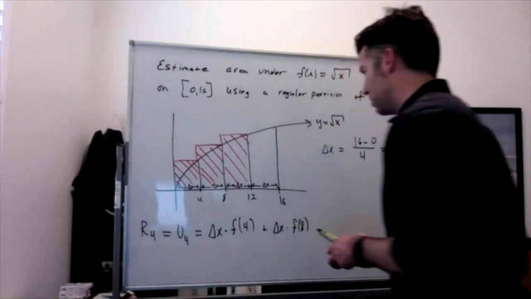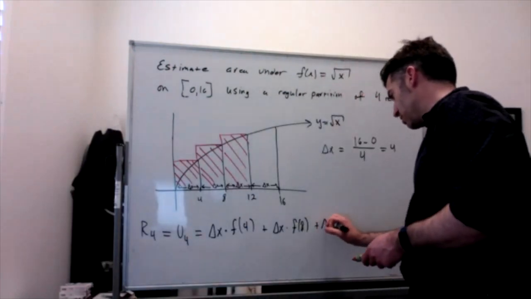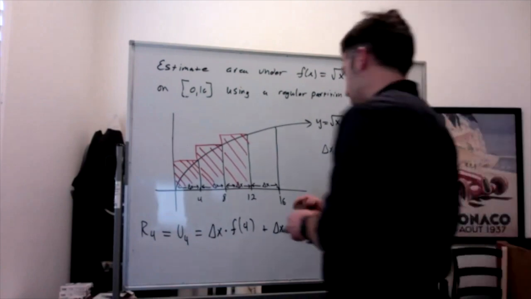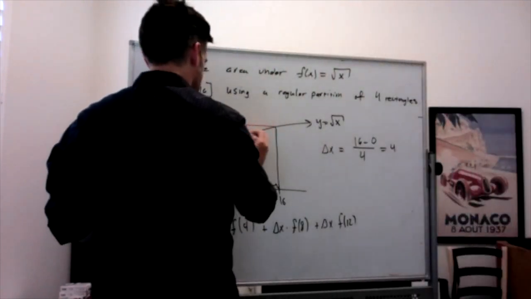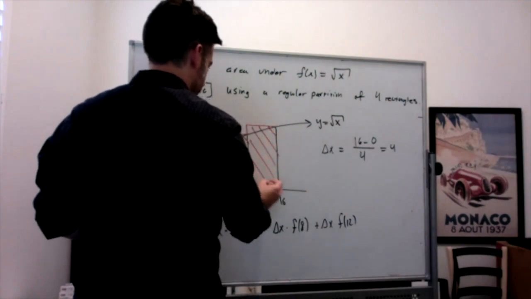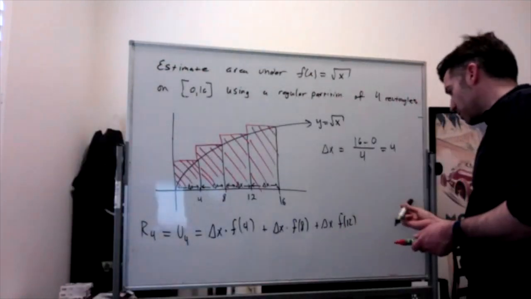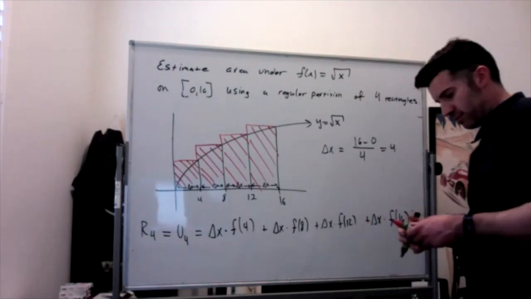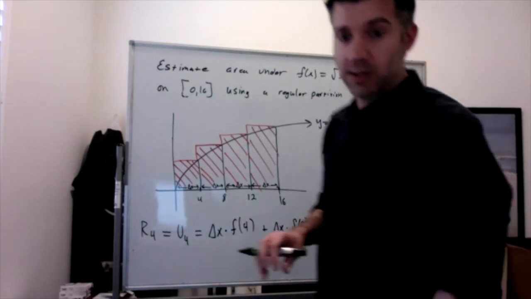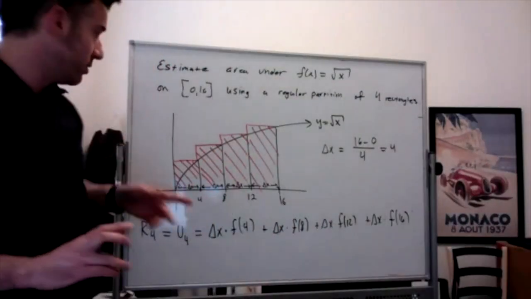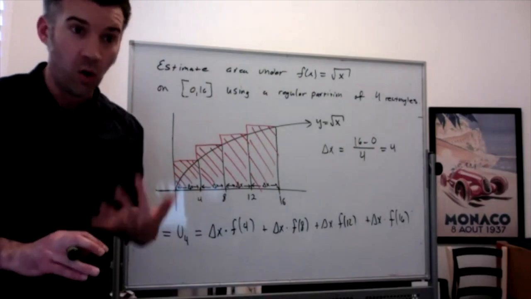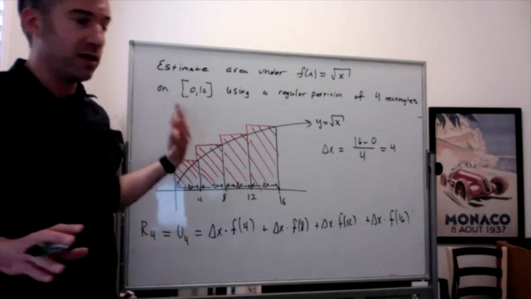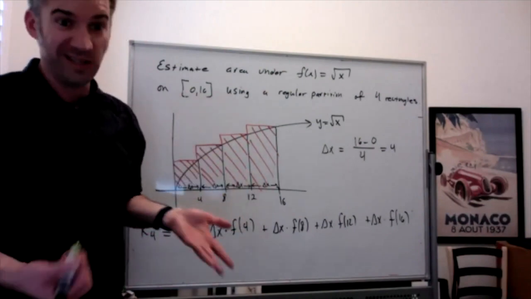That rectangle, the area is going to be delta x times f of 12, base times height. And finally, this last rectangle here is going to be, again, base times height. So again, the idea here is that we are estimating the area under this curve. Now, clearly it's going to be an overestimate because the area of the rectangles is bigger than the area under the curve. That's okay, we're just estimating.